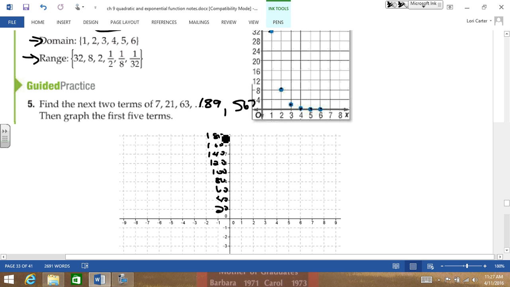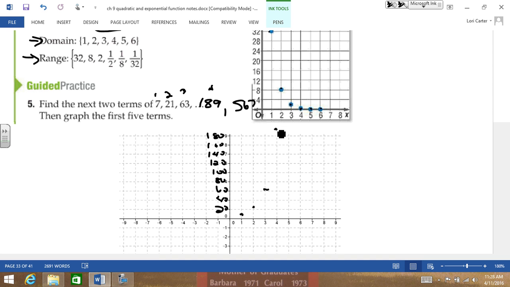All right, what do I graph? What's my first point? 1 and 7. What's my next point? 2 and 21. Next point, 3 and 63. Next point, 4 and 189. Is my next point going to fit on there? No. Can I connect them? No. They did not tell you to.